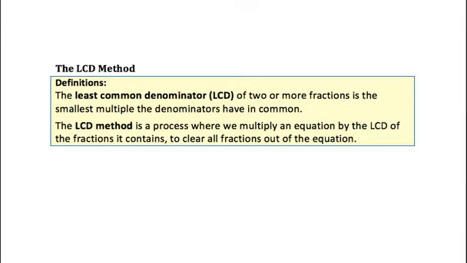The least common denominator, or often abbreviated LCD, of two or more fractions is the smallest multiple the denominators have in common. You should be familiar with the LCD. We always use the LCD when we're finding the common denominator of two fractions so that we could add or subtract them. The LCD method is a process where we multiply an equation by the least common denominator of the fractions it contains to clear all of the fractions out of an equation.